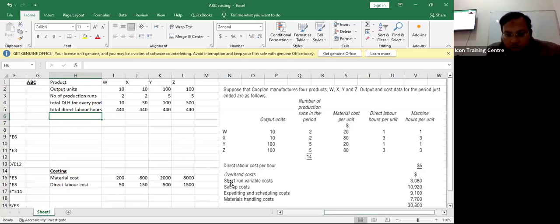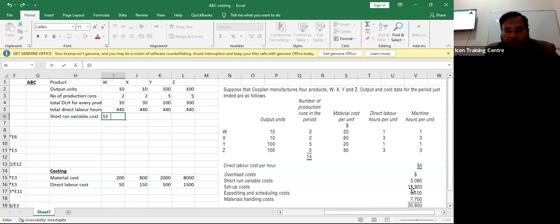This short run variable cost, how much is the total? 3080. This is the total short run variable cost. So we will charge it according to the direct labor hours. You guys need not note anything, just pay attention, right? Short run variable cost, and it is how much? $3080 total, right? So we can write it like this.